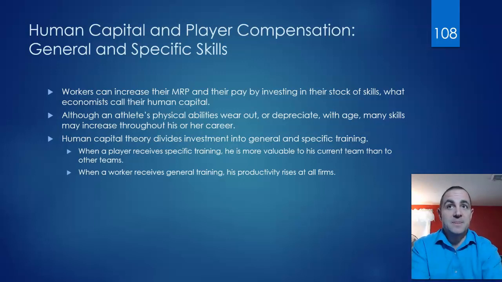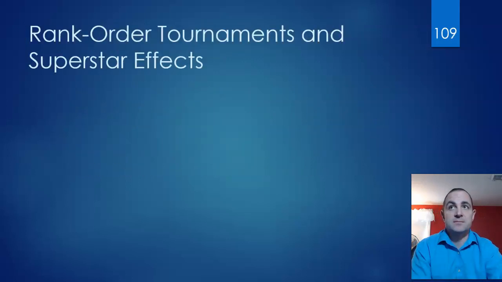If that player was to go to another team, that training on the playbook would not make him better on that team. General training, on the other hand, makes a worker or player more productive to all firms or teams. For example, if a player is a wide receiver and on that team he gets more training on catching drills or running different routes, that will help that player for whatever team he goes to. It makes him more valuable to not just the current team, but all teams.